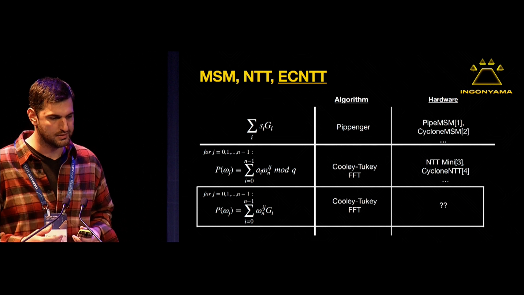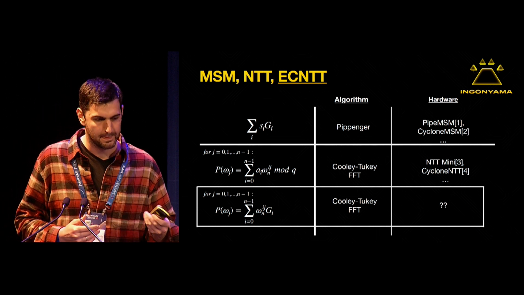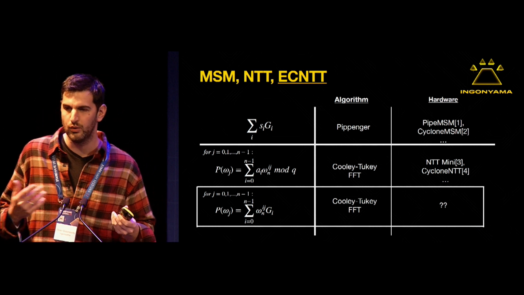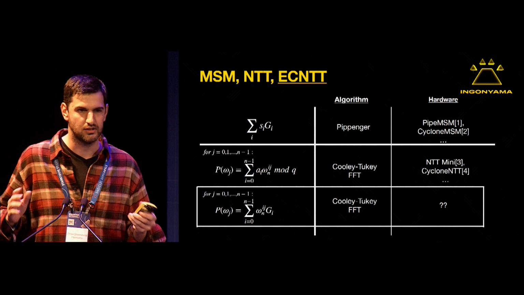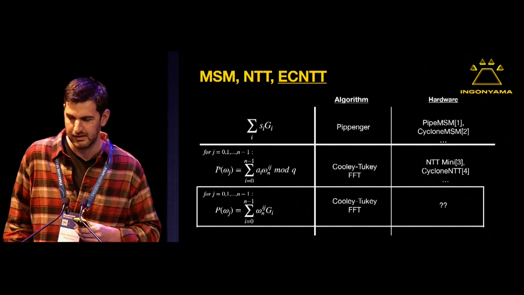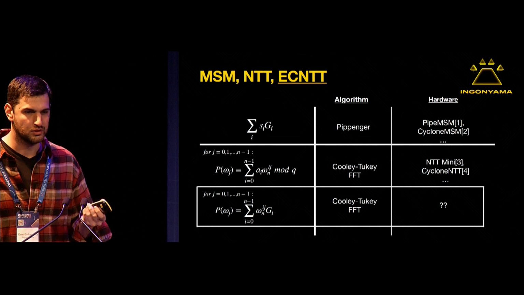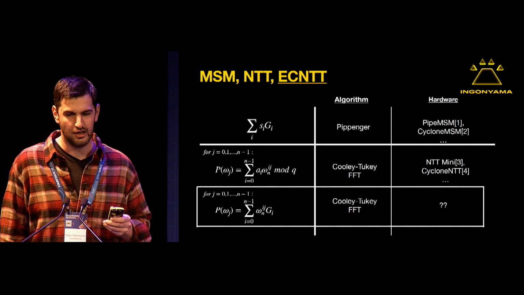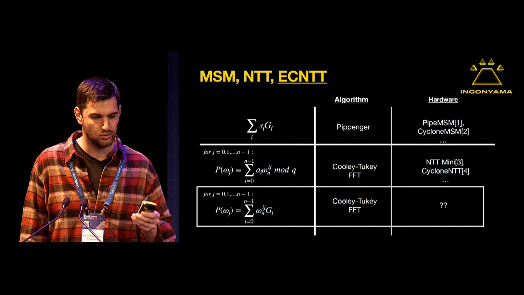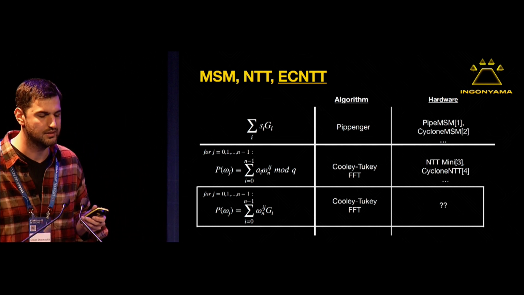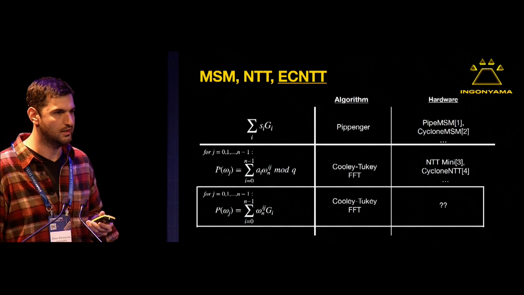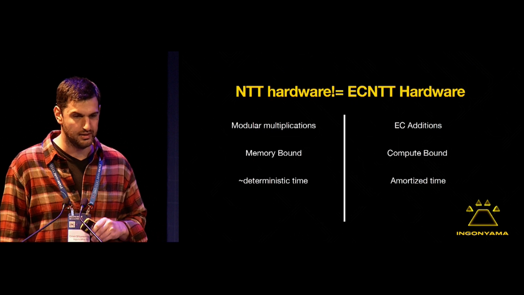So let's now add it to our table. And basically, the software algorithm is the same. It's linear. It would work just the same, so it's the same Cooley-Tukey FFT. But what I want to claim first is that in hardware, this is less trivial. I cannot just say, okay, the same thing that worked for NTT in hardware is now going to work for ECNTT. Why do I say that?